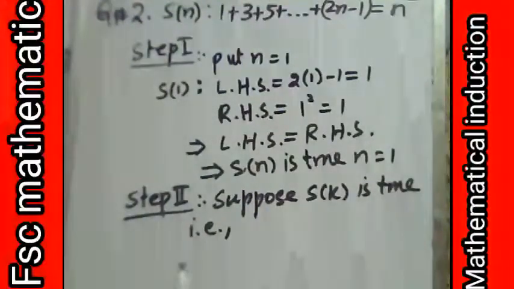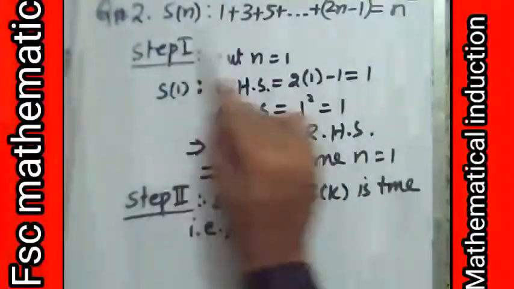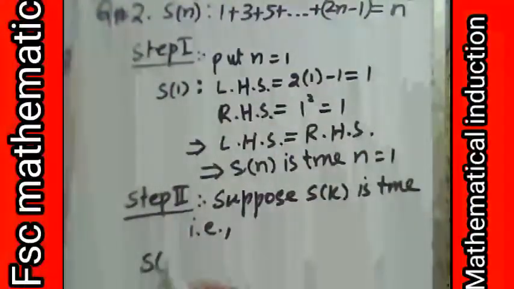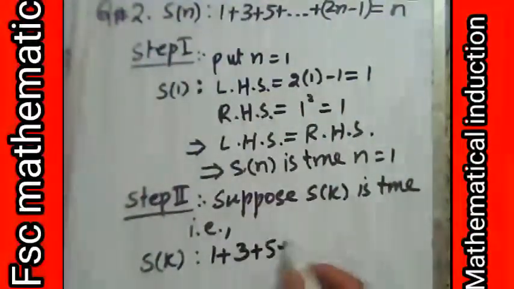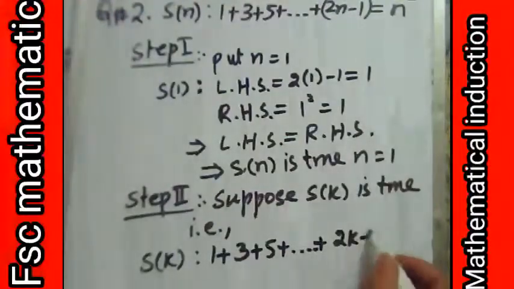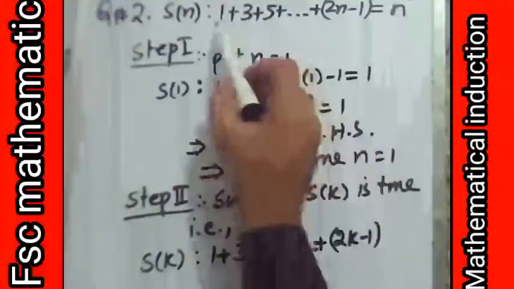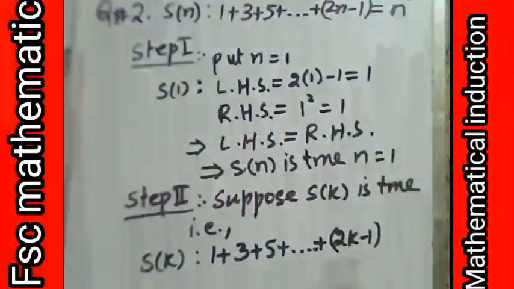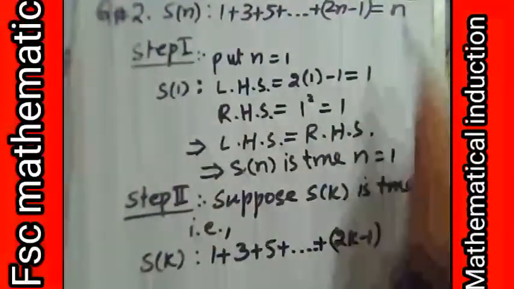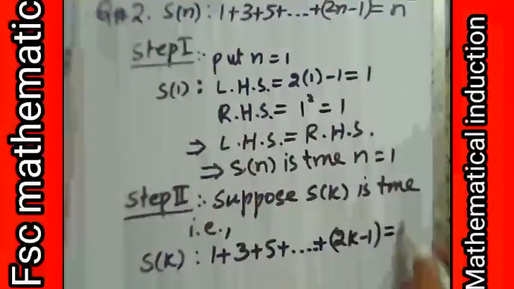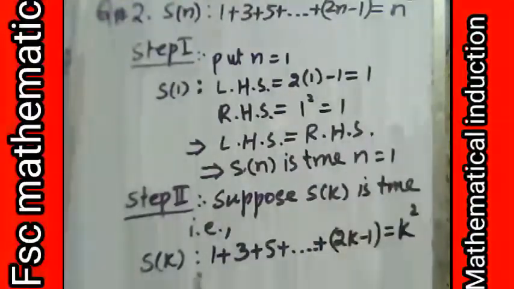Now we will write what S of k is. The given S of n is now transformed into S of k. Only the change of variable takes place here. 1, 3, 5, so on, 2k minus 1. These are k values of this series. Only the variable is changed: n variable is used here, k variable is used here. This is equal to n square, this is equal to k square. The entire given statement is transformed in the k variable and is considered true.